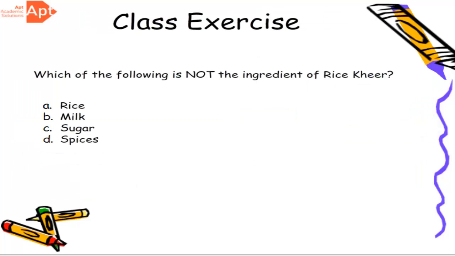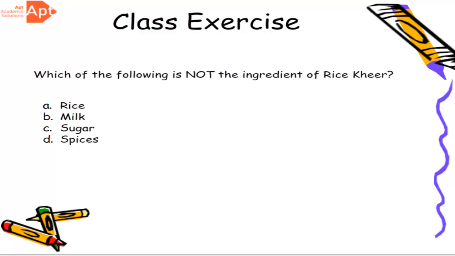Now let's see what ingredients we actually need to prepare our rice kheer here. We have options: rice, milk, sugar, and spices. What do you think is the correct answer? One ingredient that we do not actually need to prepare the kheer.